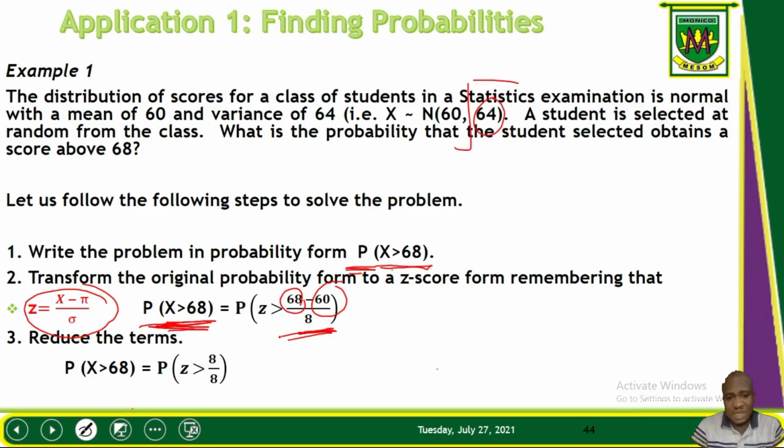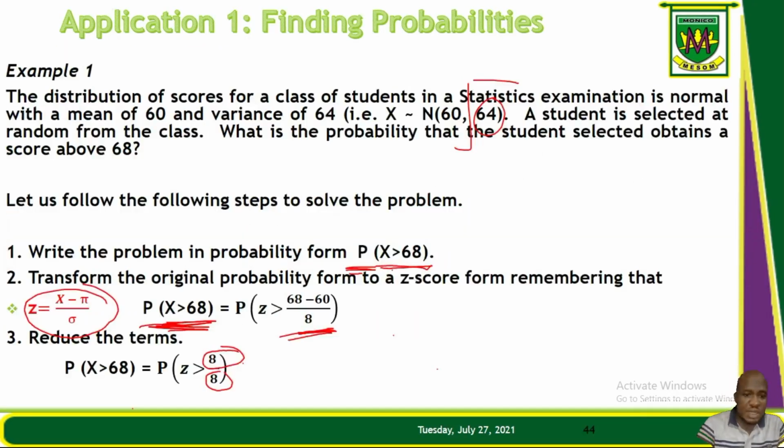We have substituted the values into the z-score formula. So we need to reduce the terms. We need to compute the numerator and after divide by the denominator. So 68 minus 60 will give us 8, and we have our denominator to be 8. Let's move to the next slide.